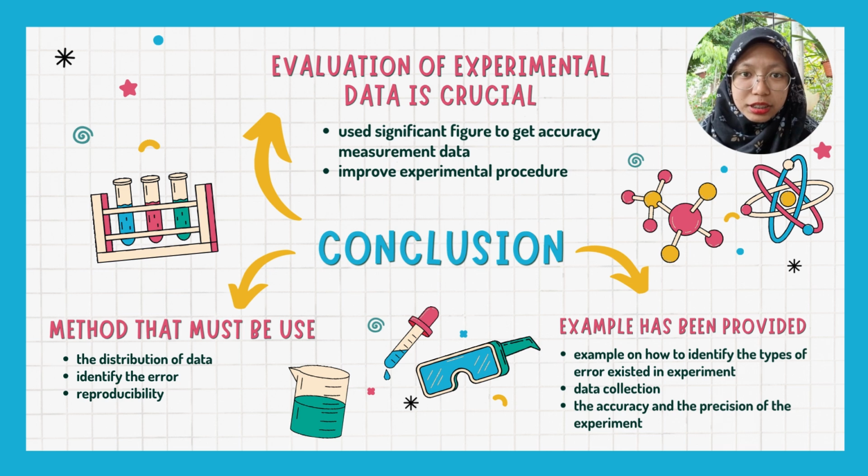There are several methods that we need to include in evaluating the experimental data, which are the distribution of data, identifying the error, and the reproducibility of the data to achieve an accurate result. Lastly, we also provide examples in the evaluation of experimental data, which are the methods to identify the types of error that exist in the experiment, data collection, and the accuracy and precision of the experiment.